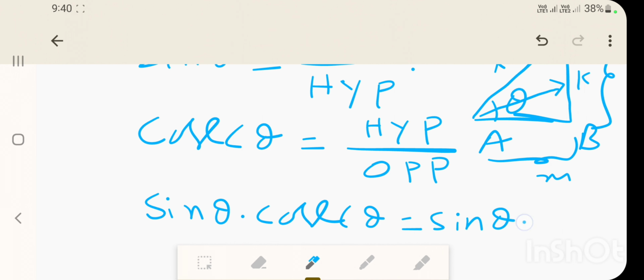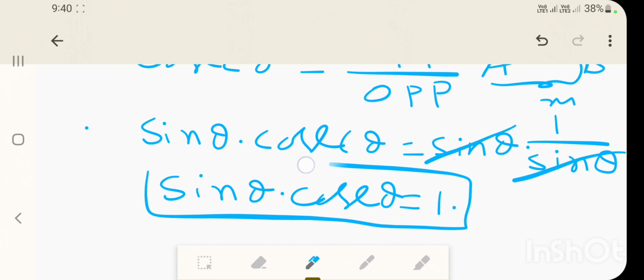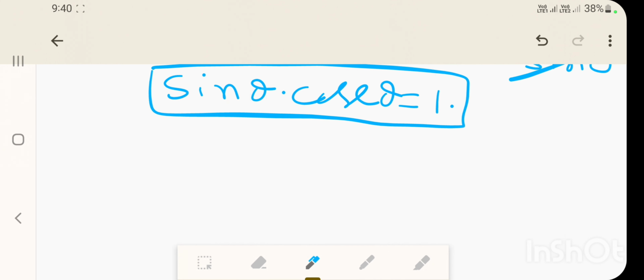Because cosecant theta is 1 by sin theta, the sin theta in the denominator and the numerator will get cancelled, and we get 1. So this is one of the relations: sin theta into cosecant theta is equal to 1.